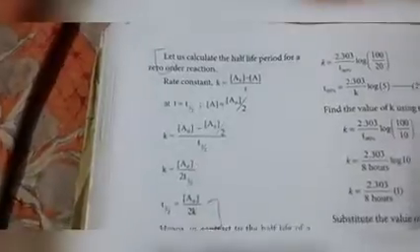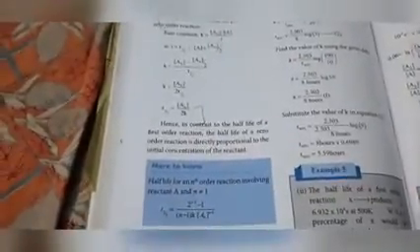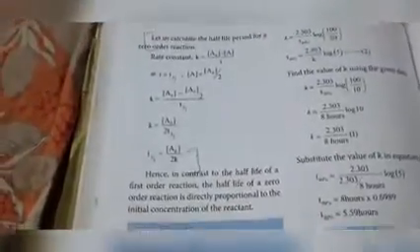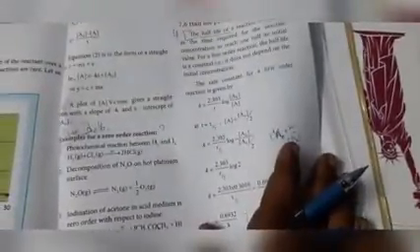Next, let us calculate the half-life period for a zero order reaction. In our previous page, we learned the half-life period for a first order reaction. Now we are going to learn the half-life period for a zero order reaction. For our previous question, we took the first order rate constant K equal to 2.303 divided by t log A0 by A. For a first order reaction, we took the first order rate constant equation like that.